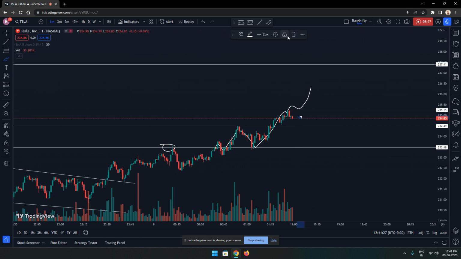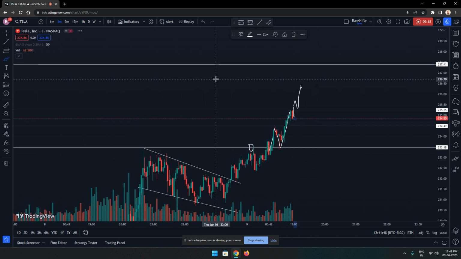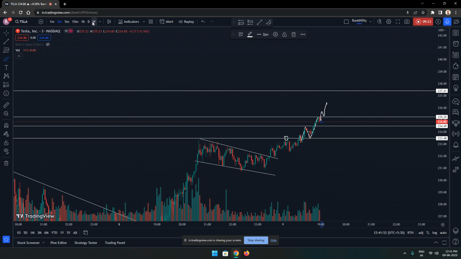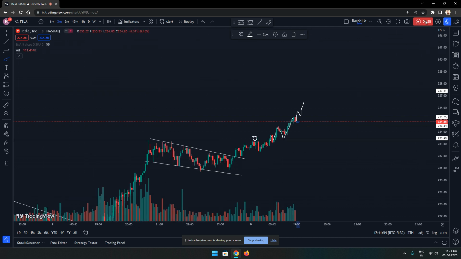Means if the candle is formed like this, just a second. If the breakout candle forms something like this, then after that you can expect a retest and then continuation. And your stop loss will be below this candle for scalping purposes. So this is the whole analysis of Tesla from the weekly to the 1 minute time frame. Thank you.